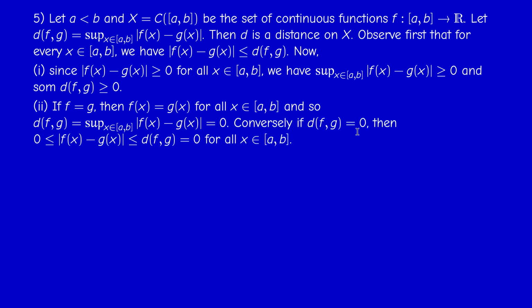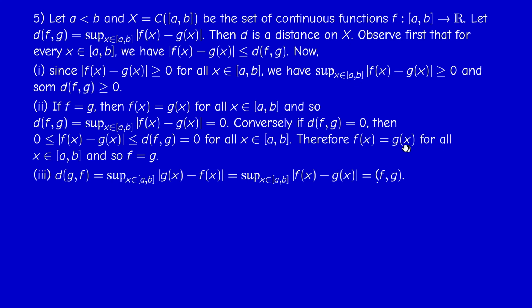And conversely, if the distance between two functions f and g is 0, then first the absolute value is non-negative, so it's bigger or equal than 0, and it's less than the distance between f and g as you observed here. So this quantity here for any x is between 0 and 0, so it's 0. Therefore, f(x) equals g(x) for every x, and therefore it's the same function. Because f and g have the same domain, the same target set, and they coincide at each point, they are equal as functions.